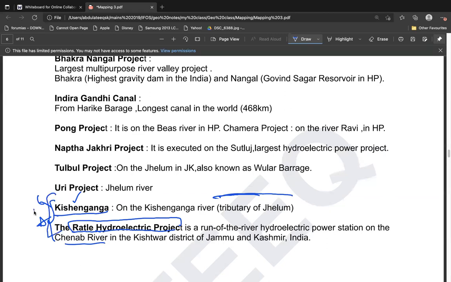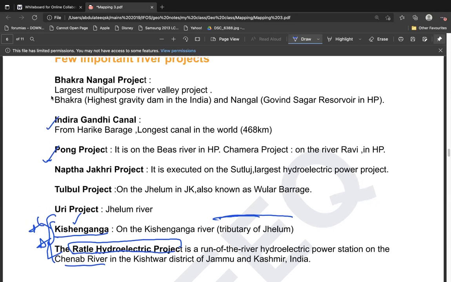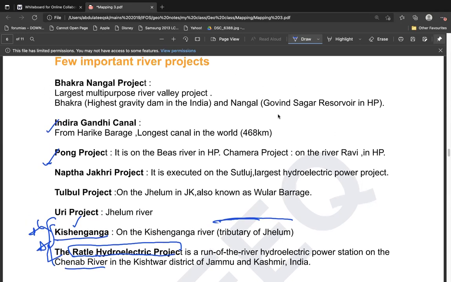Also know where these two projects are, and also Pong Dam, which we have discussed. Bhakra Nangal, this is the highest gravity dam. That also you need to know. And this is also considered as the Govind Sagar project.